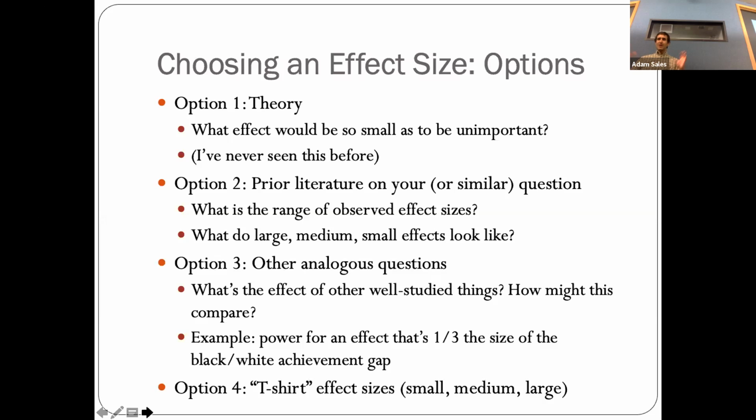If you don't have prior data on your question, you can look at prior data on other questions. How big are effect sizes when you look at education effects at scale, or whatever it is? How big of an effect size do we tend to see, or what's the distribution of effect sizes in reality?